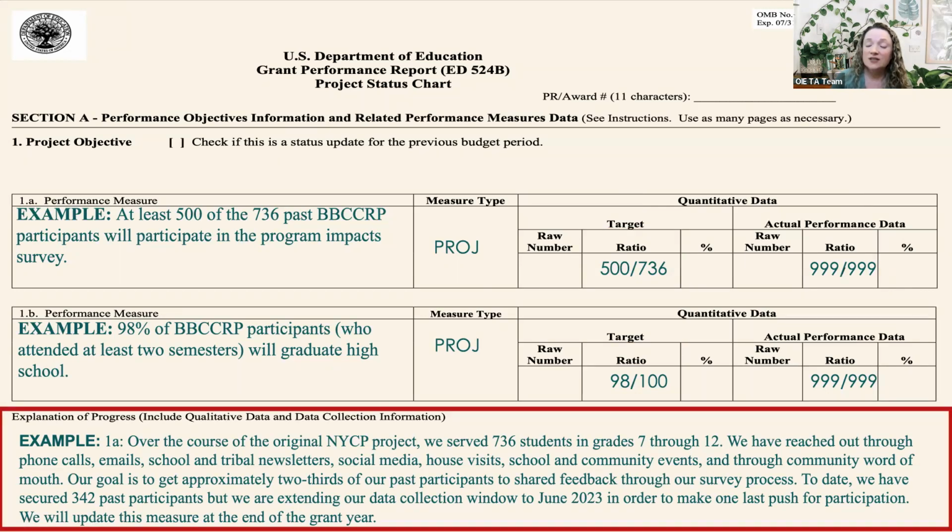The key is to always have a robust explanation of progress, whether your data is complete or not. So you could see, even though I have no data complete for my report, I'm still reporting on, well, how am I going about getting these participants to participate in my survey? How many do I already have? So you can see I shared, I have 342 already, but we're still doing X, Y, and Z to try to get more people's data in. So I'm still putting all that contextual information, and then I'll update that quantitative bit on my APR update.